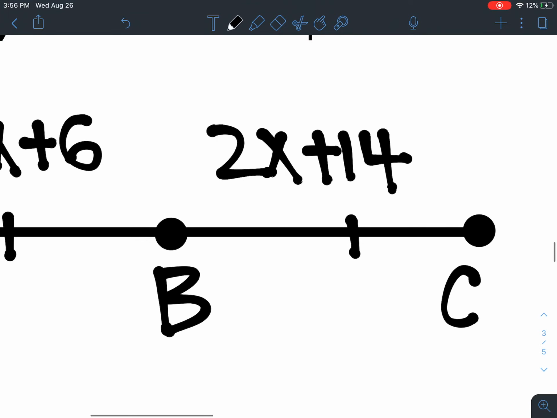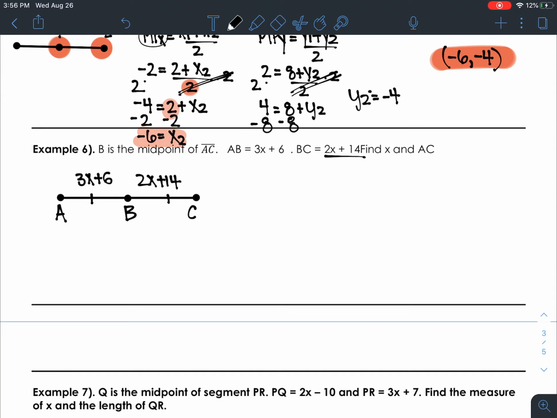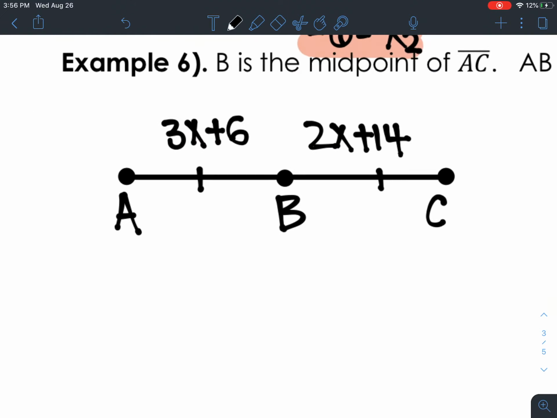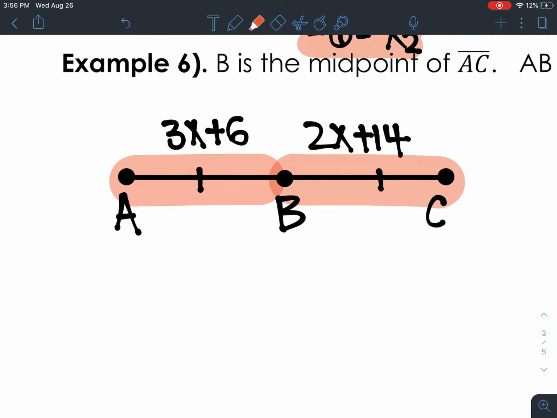So how am I going to find x? Because it says find x and the length of AC. Well, I'm going to find x by knowing my vocabulary, right? So once again, B being the midpoint is going to split up the segment AC into two congruent segments, which means that AB is congruent to BC. And if I know that they're congruent, what does that mean about their lengths? It means that their lengths are equal.